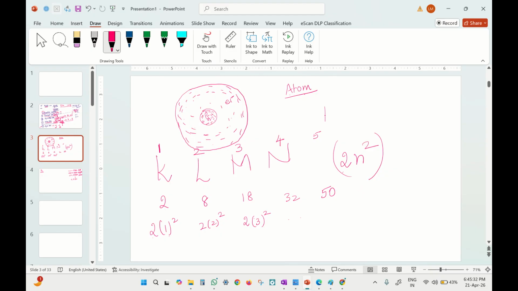And I'll tell you why we don't have a commonly used name for this. I'm not saying there is no name, there's just no commonly used one, because the fifth shell never gets fully filled. That's why. Okay, so now I am analyzing the first shell. How many electrons are possible in the first shell? Only 2.